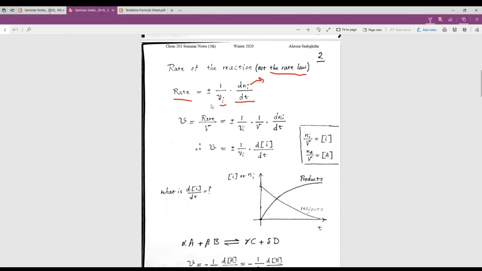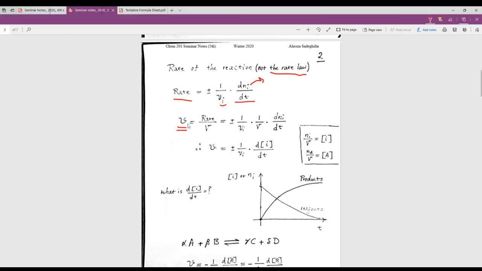But in kinetics, we usually work with concentration instead of number of moles. Therefore, we divide both sides of this equation by the volume of the reaction solution. If I do that, on the left-hand side, rate over V, we have the general rate of the reaction in terms of the concentration, and we show that by epsilon.